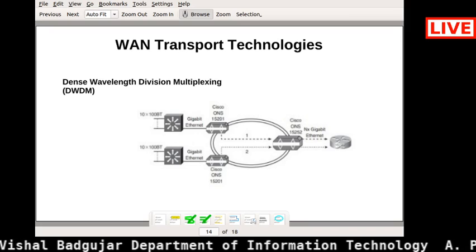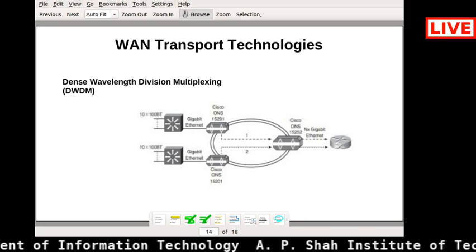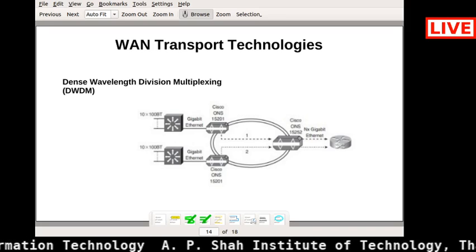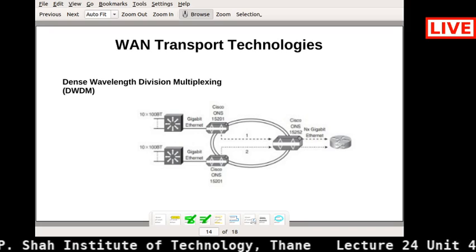So it is an open architecture system which allows the connection of a variety of devices, including ATM, SONET, and IP routers.